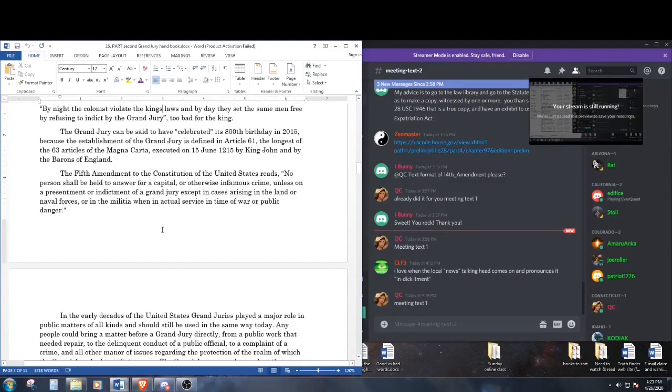The Fifth Amendment of the Constitution of the United States reads, "No person shall be held to answer for a capital or otherwise infamous crime unless on the presentment or indictment of a grand jury, except in cases arising in the land or naval forces," so military, right? Military law. "Or in the militia when in actual service in time of war or public danger." Again, military law. So, you have to have a grand jury indictment against you, unless you're in the military. And to not make that a point in court is a grievous error.